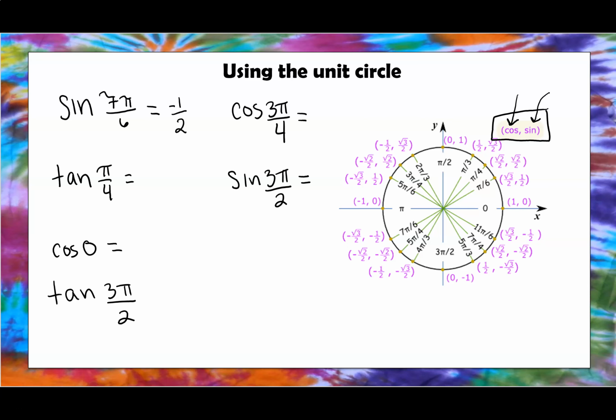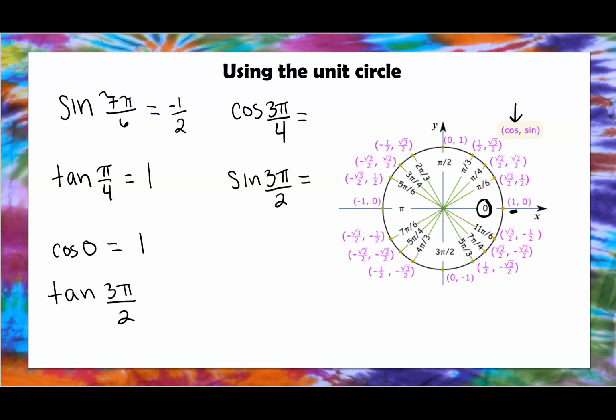Perfect. Okay, let's find tangent of pi over 4. Okay, well that's going to be this coordinate right here. And we know that tangent is sine over cosine. So that means I'm going to do √2 over 2 divided by √2 over 2. Well, what is that? Well, they're the same number, so when we divide them, we get 1. All right, next up is cosine of 0. Cosine of 0 comes from here, and we're going to look at our first coordinate, right? Because our first coordinate is cosine. So that's going to be 1.